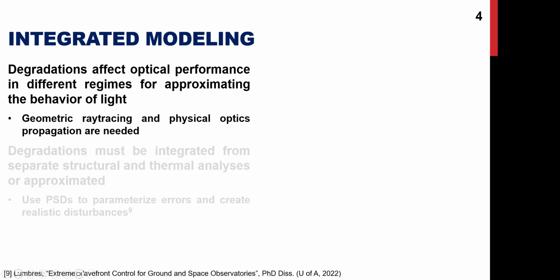Now, why do we need integrated modeling? As I listed out earlier, we have all these different degradation scenarios that affect optical performance. However, how they affect our system is best modeled in different regimes for approximating the behavior of light. In our case, we need both geometric ray tracing and physical optics propagation.